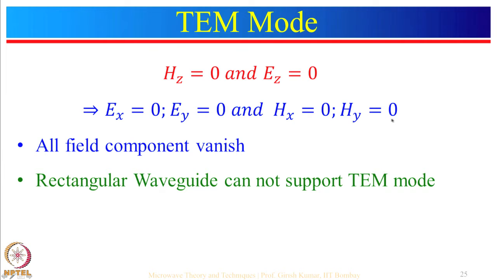So Hz is equal to 0 as well as Ez is equal to 0. Now if we put these values of Hz and Ez in the field equations, then we will get Ex equal to 0, Ey equal to 0 and Hx equal to 0 and Hy equal to 0. That means all the field components are vanished. So there will not be wave propagation in the waveguide in TEM mode, or we can say rectangular waveguide does not support TEM mode of propagation.